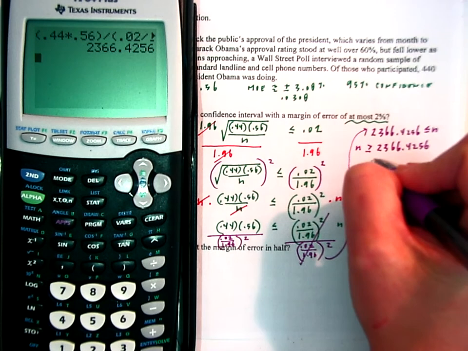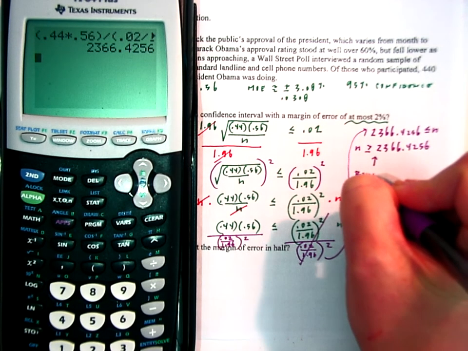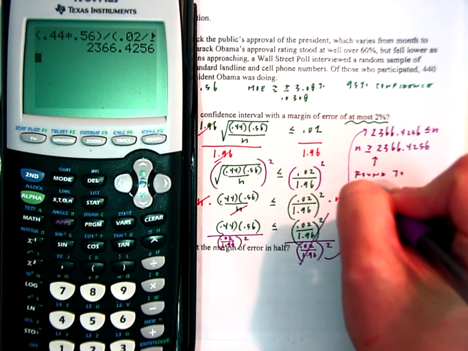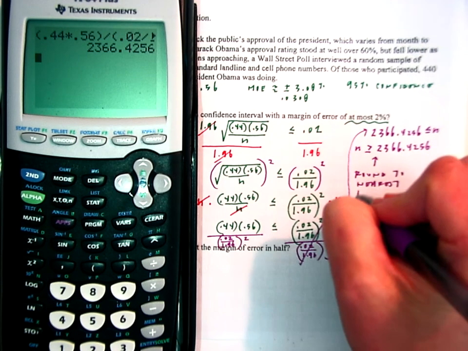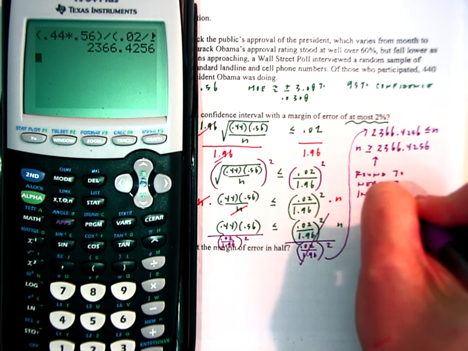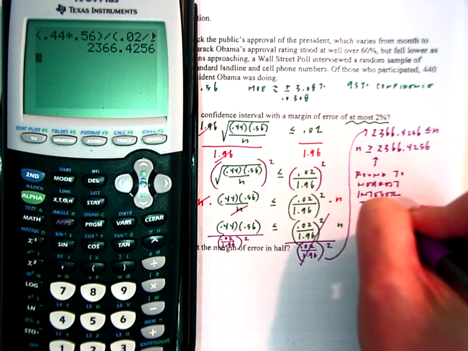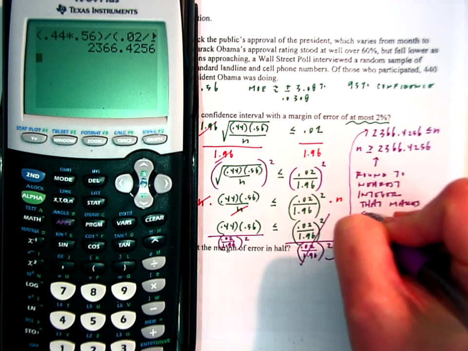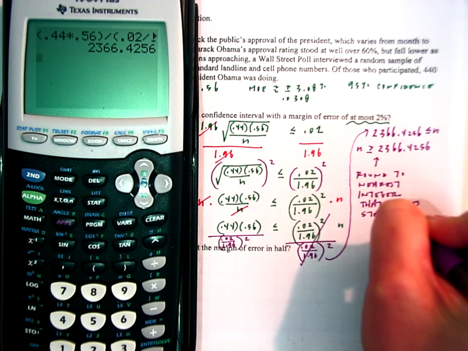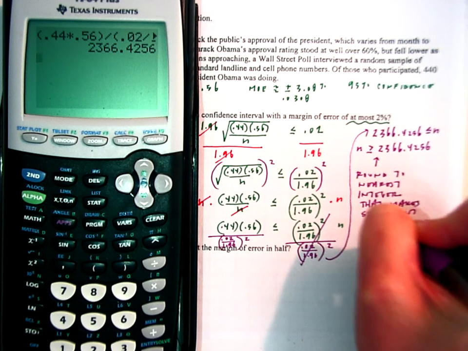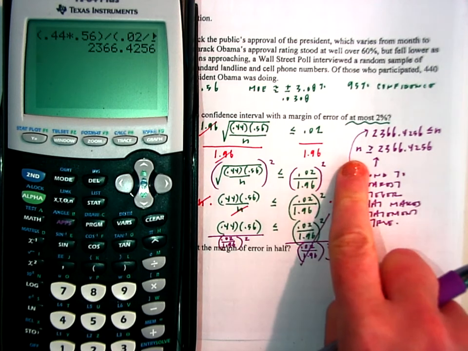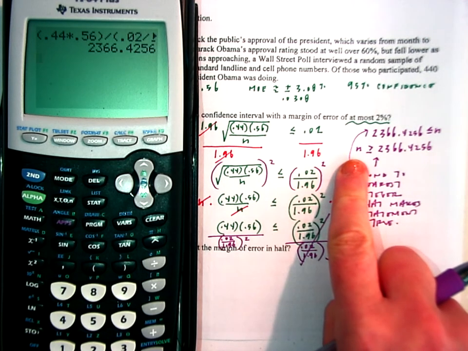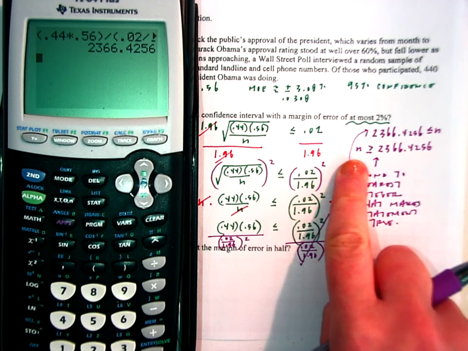So let me just write what I said. Round to the nearest integer that makes the statement true. Okay, so if I tried 2,366, is 2,366 greater than or equal to 2,366.4256? Well, no. So I have to round up.